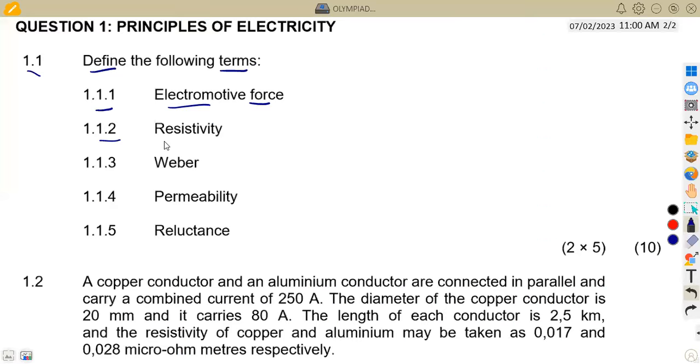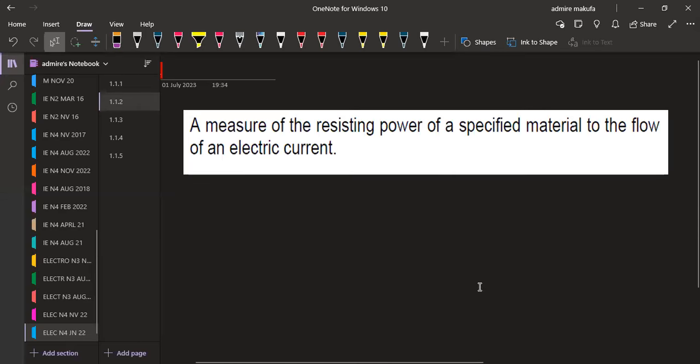All right, then the second part is the resistivity. Also, you're supposed to know the units, guys. The resistivity can be given as the measure of the resisting power of a specific material to the flow of electric current. Remember that resistivity, given as rho, is the electrical resistance of a conductor of unit cross-sectional area and unit length, which is the same as the measure of the resisting power of a specific material to the flow of an electric current. So that is our resistivity.